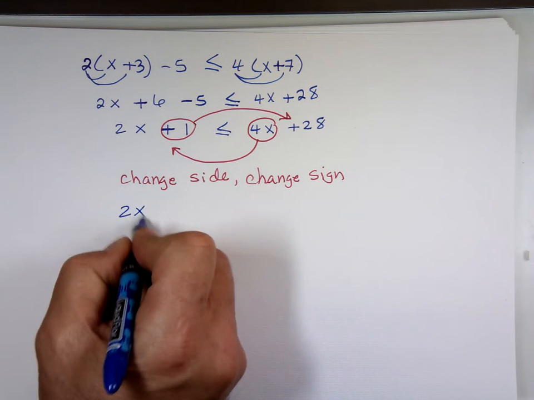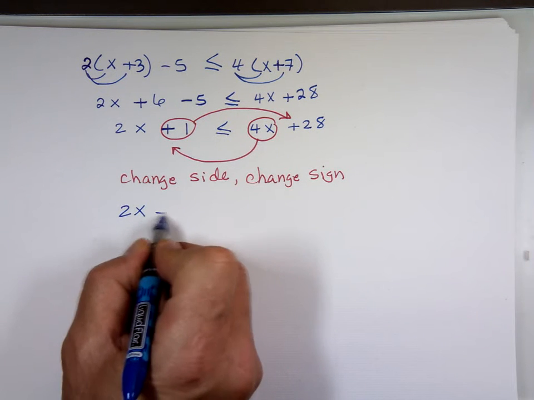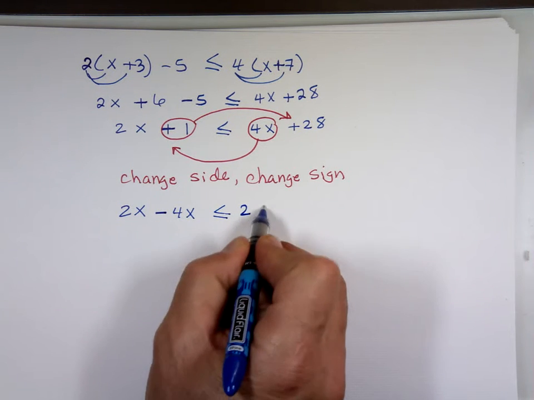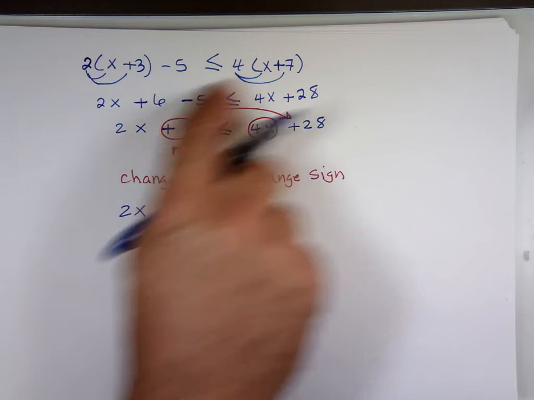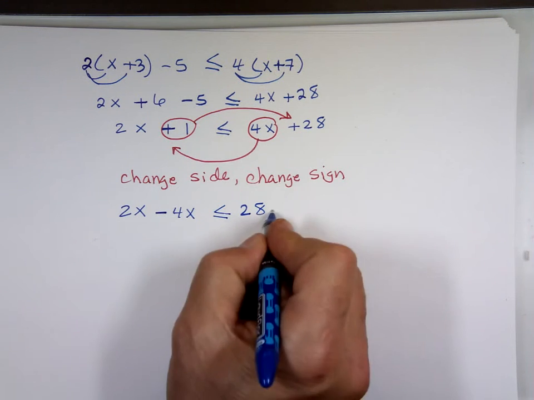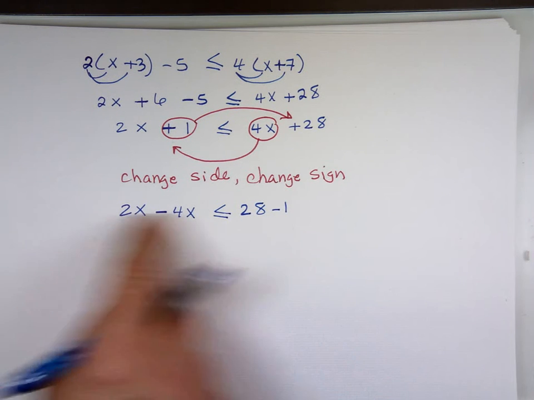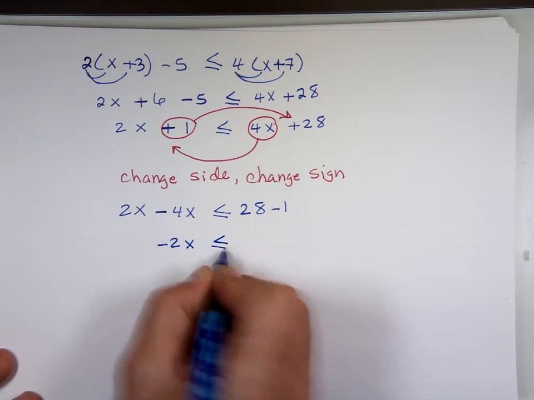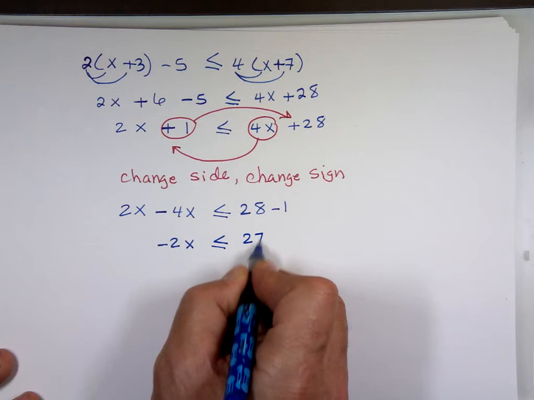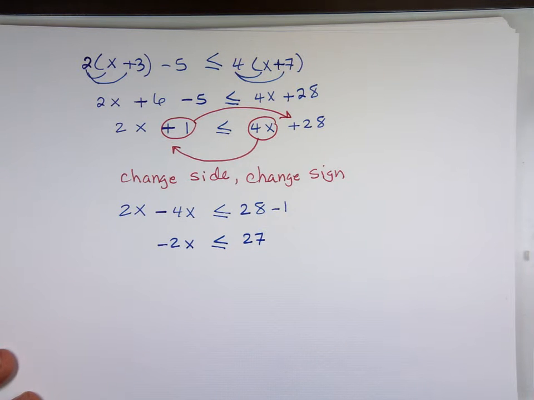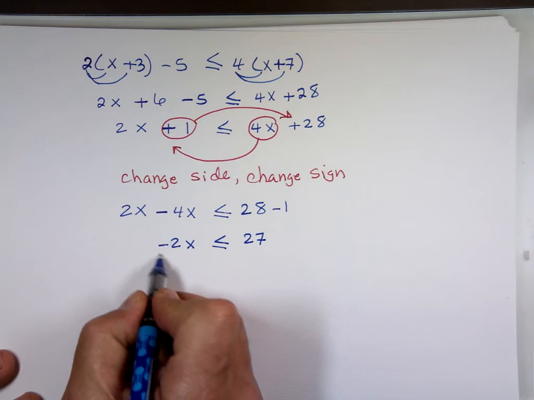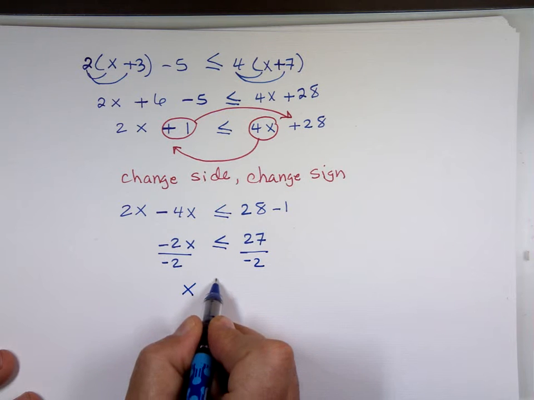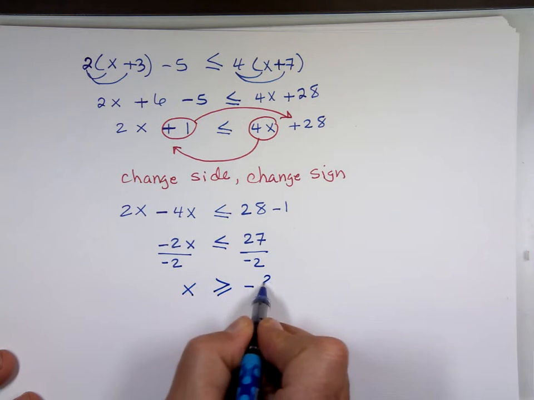So 2x, when you bring that 4x to this side, becomes what? Negative 4x. Here's the 7, I'm not moving it, so it's still plus. When I take the plus 1 there, it becomes minus 1. What's 2x minus 4x? Negative 2x. What do we have? 6 here. And to solve for x, we're going to divide by negative 2. So x is greater than or equal to negative 27 over 2.